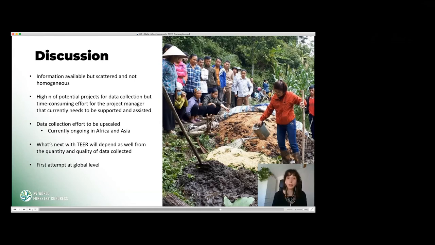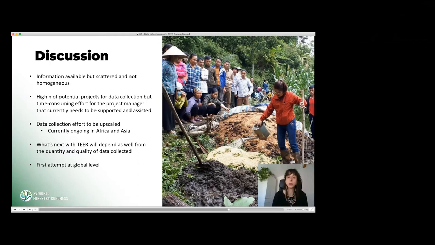And we are currently already implementing the data collection effort, but we would like to upscale it in the next months and years. We are, for example, currently collecting information in Africa and in projects that are being identified in Asia Pacific by, for example, IUCN.